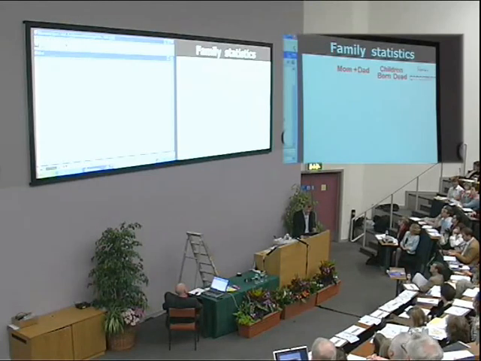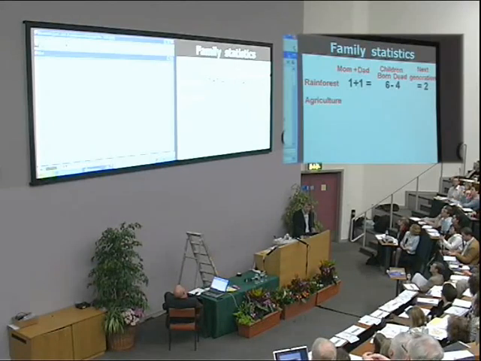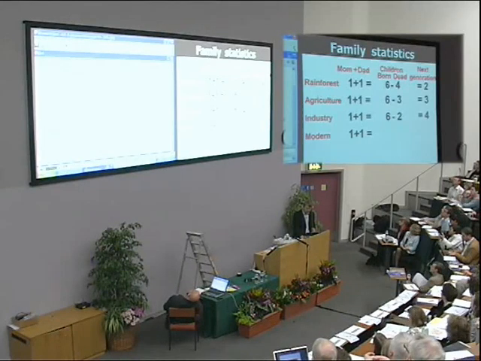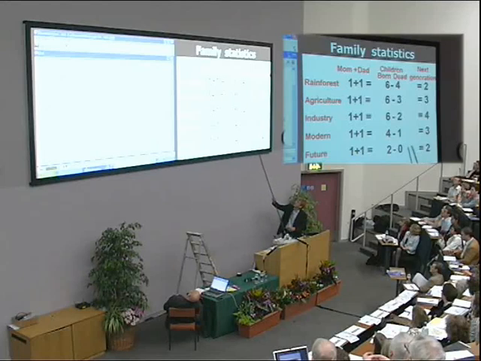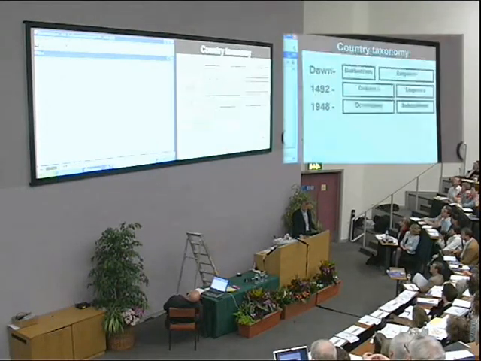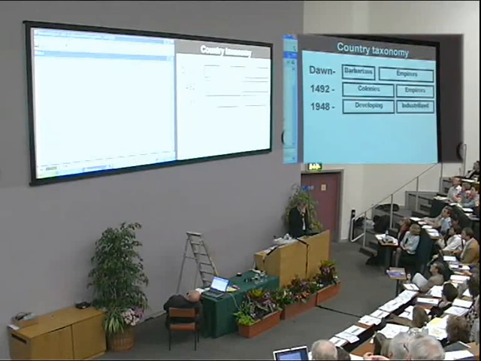And the family statistics, which I show here, in the rainforest, there were two, mom and dad got two kids. In agriculture, death was falling, in industry it was falling. This is one way of showing the demographic transition. And the world has come very far down in this, and almost all countries are down here. And this is the mental model we have.